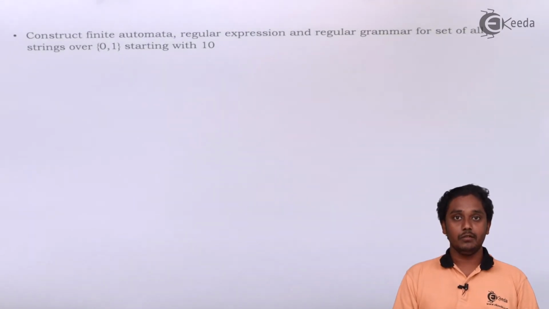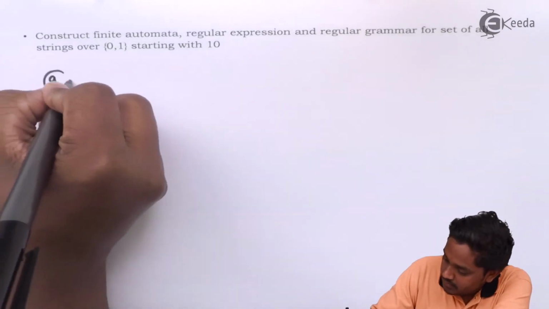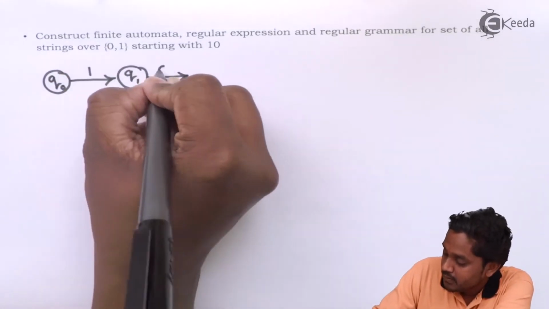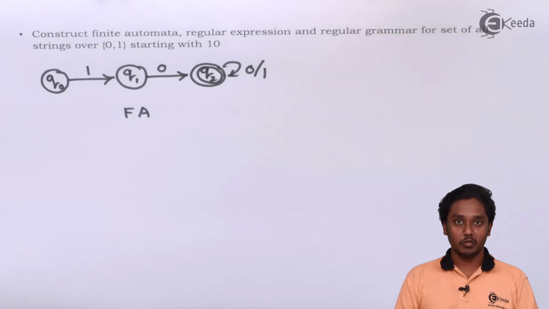This question is asking us to draw FA, RE and RG for the set of strings over binary alphabet which starts with 10. As you can see from the picture, the states that we are using are Q0, Q1 and Q2. This FA accepts the set of strings which contain 1, 0 followed by any number of zeros or ones, which is exactly the language which was asked in the question.